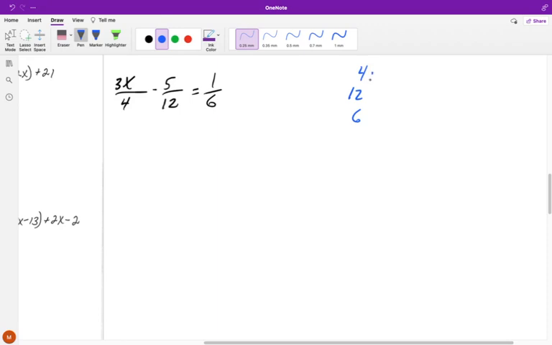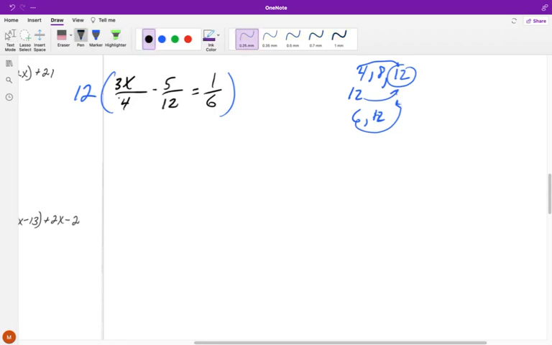So I'm going to take my smallest number and write out my multiples. 4, 8. Neither 12 nor 6 go into it. 12. Well, 12 goes into 12 and so does 6. So I know my least common multiple will be 12. So if I multiply every single number by 12, I know I'm going to get rid of all of my fractions because every single one of these numbers can divide into 12. 4 goes into 12, 12 goes into 12, and 6 goes into 12.